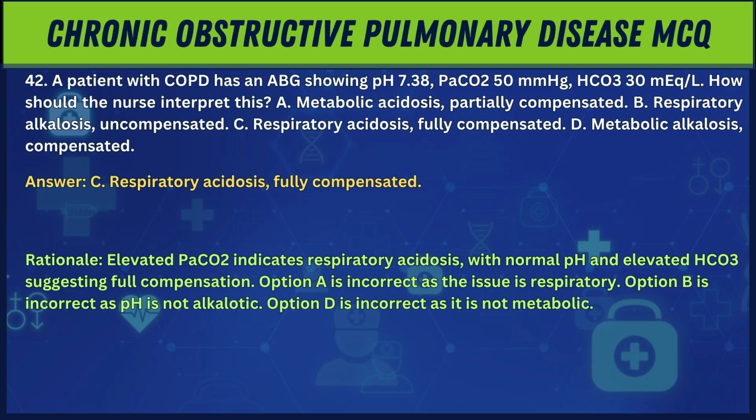Respiratory acidosis, fully compensated. Rationale: elevated PaCO2 indicates respiratory acidosis, with normal pH and elevated HCO3 suggesting full compensation. Option A is incorrect as the issue is respiratory. Option B is incorrect as pH is not alkalotic. Option D is incorrect as it is not metabolic.